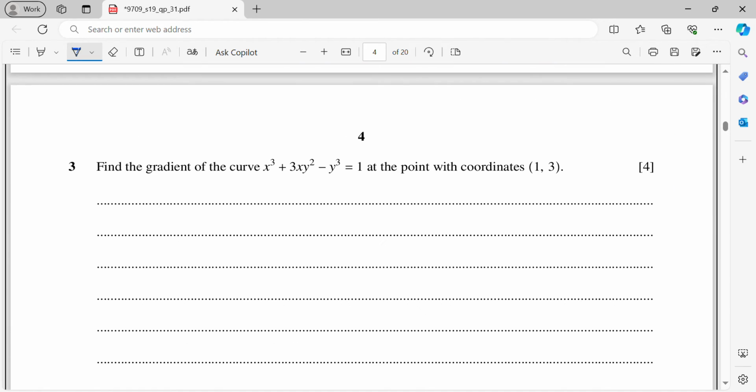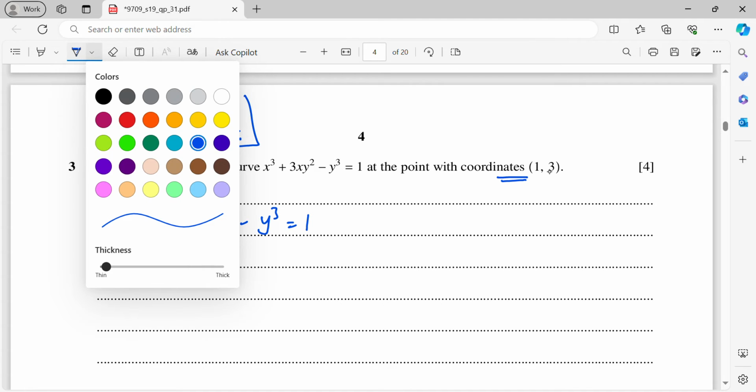Okay, now for question number 2, find the gradient of the curve at the point with coordinates 1, 3. So this gradient is basically dy over dx. That means to solve this, I need to perform implicit differentiation, because you cannot separate the x and y completely. Because the gradient is basically dy over dx, you differentiate y with respect to x. So I will differentiate term by term.